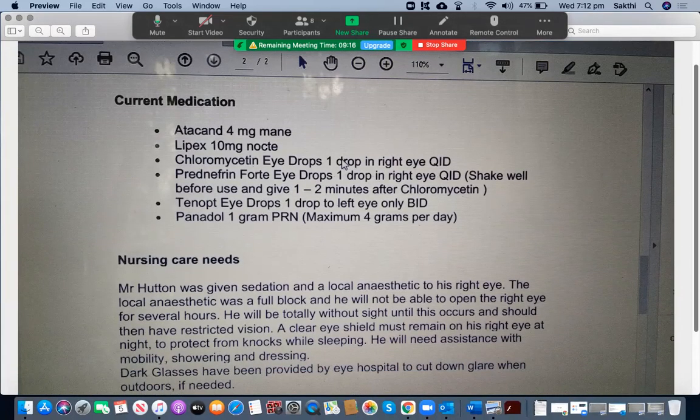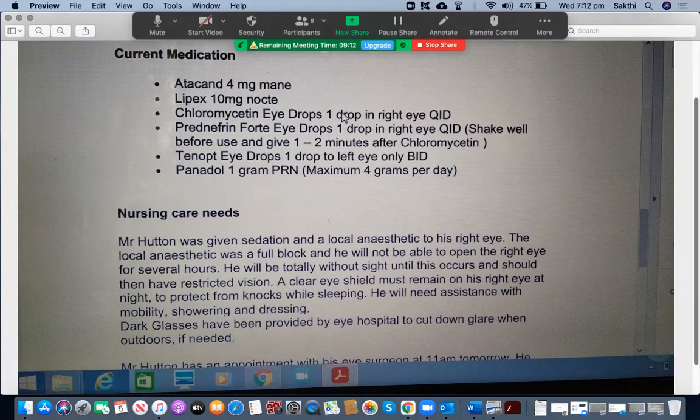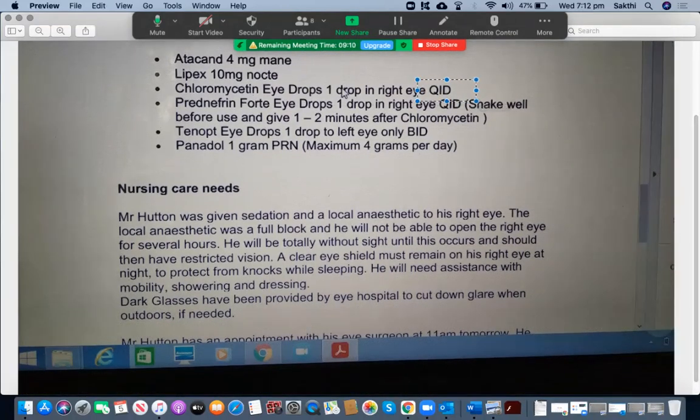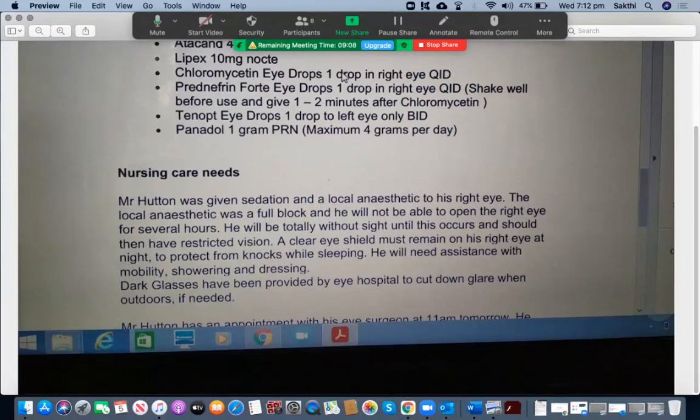Current medications. Okay, that's all right. Okay, good. You have expanded all the abbreviations. I'm happy with that. Nursing care needs. Mr. Hutton was given sedation and local anesthetic at his right eye. Okay, that's full block. Okay, 7 hours. Okay, he will be totally without sight until this occurs and should have then restricted vision. A clear eye shield must remain on his right eye. Okay, at night, protect from knocks while sleeping. You need assistance with the mobility, showering and dressing. Alright, dark glasses are being provided by eye hospital to cut down glare from outdoors.